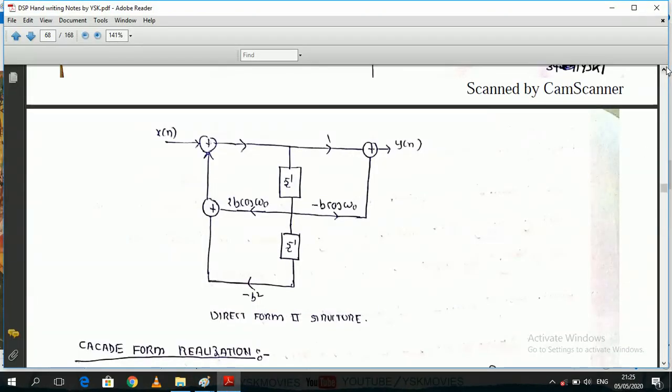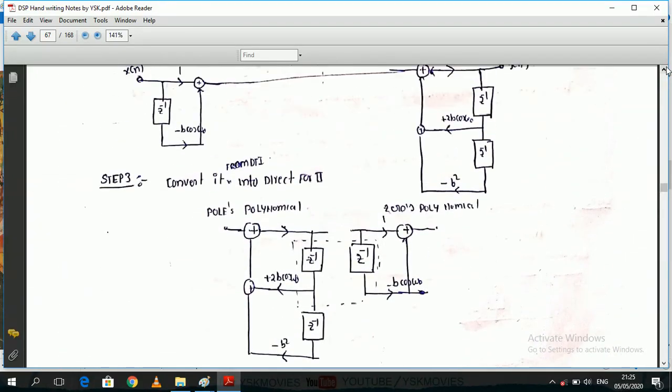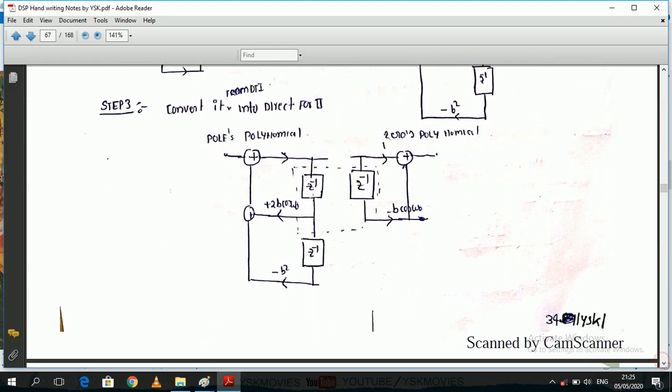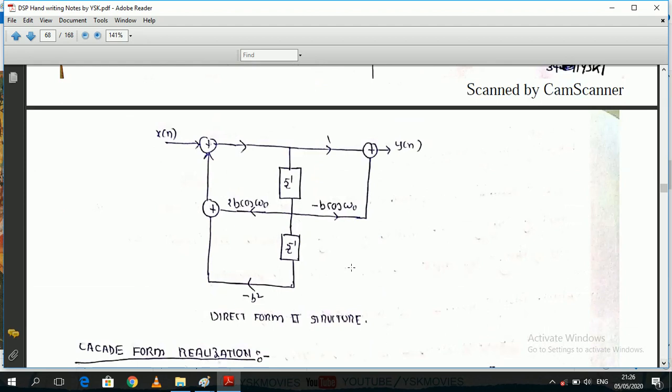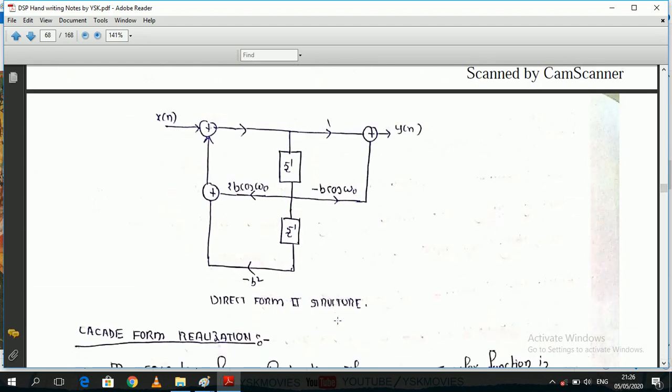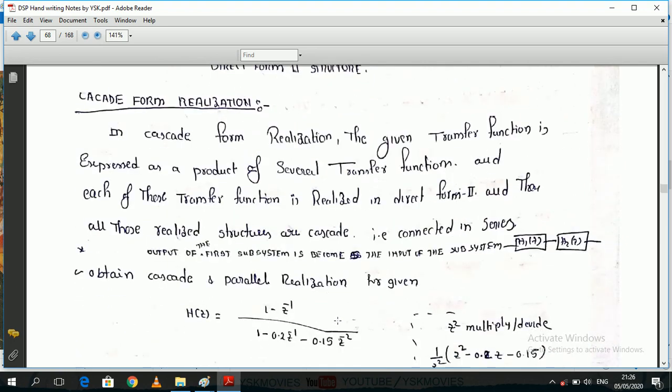If you observe clearly, this is direct form 1. This is a direct form 1 structure. The right side denominator section is put on the left side, and the left side sequence is put on the right side, so that we can easily combine these two filters as one filter, and it becomes a direct form 2 structure. Now it is time to explain cascade form realization and parallel form.